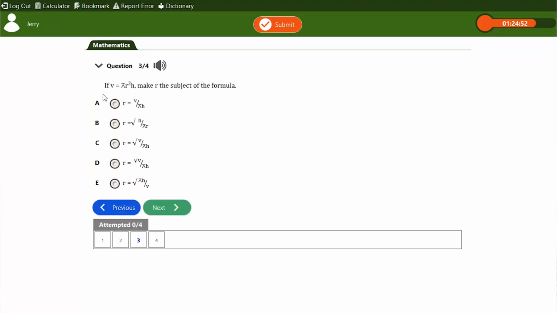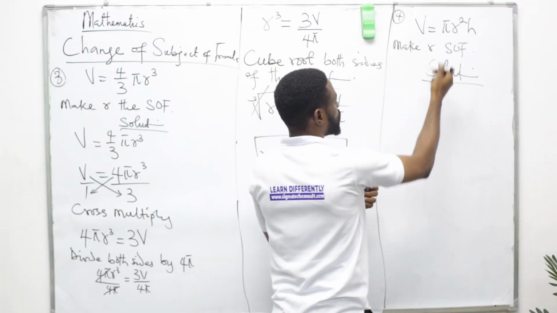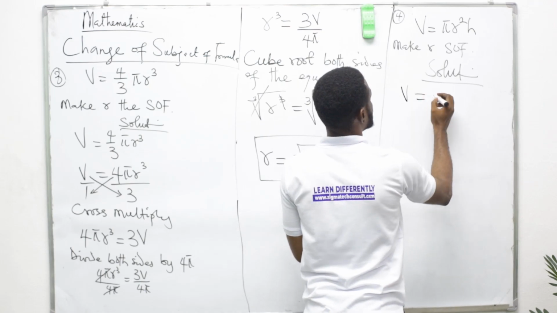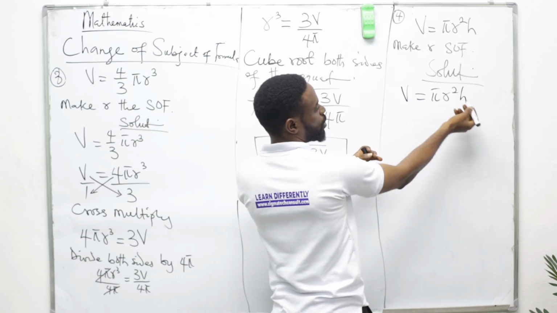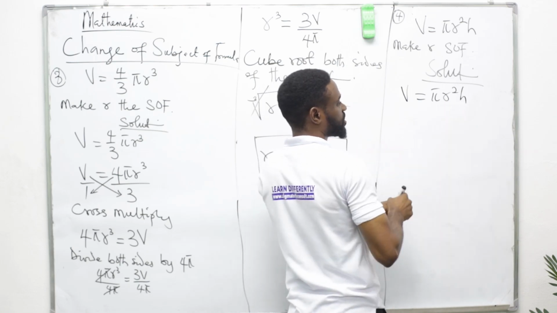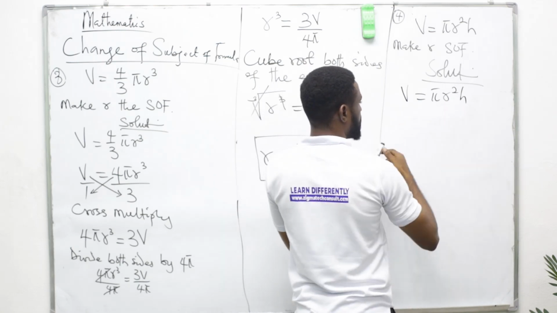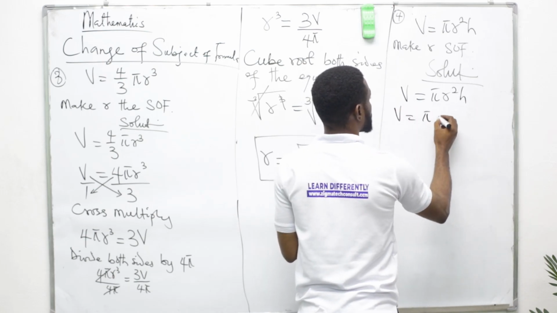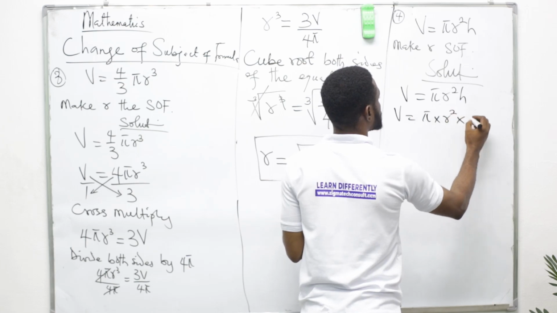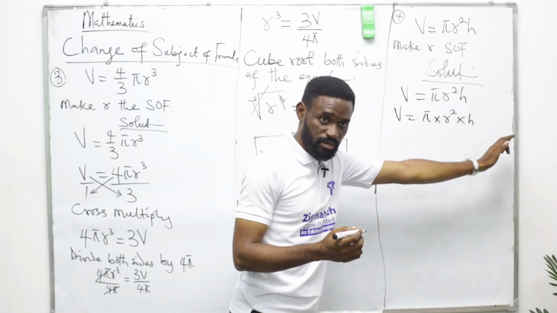Look at this. They say if V is equal to pi R squared H, we should make R the subject of the formula. All right? So the first thing, put your question down. V is equal to pi R squared H. Now, in algebra, when we studied that, we said this means, in expansion, V is equal to pi times R squared times H. That is what this means, okay?